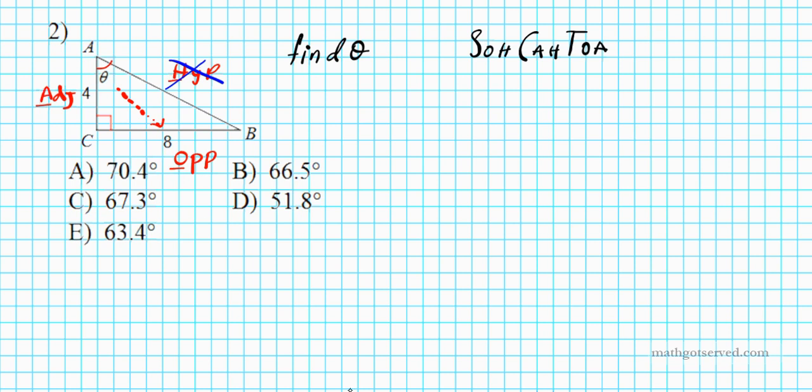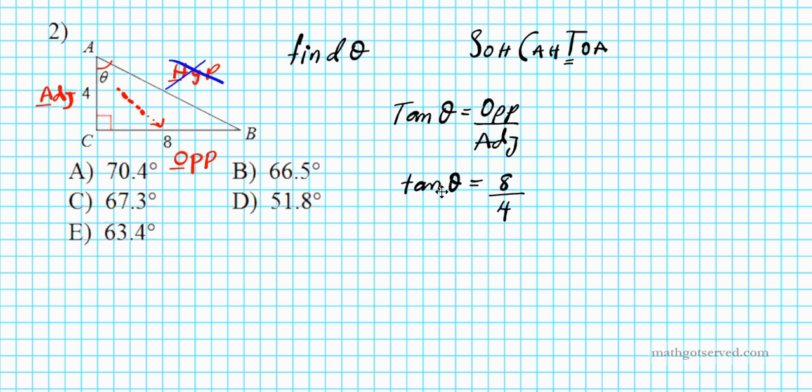What trig ratio relates the adjacent and the opposite? The answer is tan. Okay, the relationship is tan theta is equal to the opposite of theta divided by the side adjacent to theta. Okay, so let's apply that here. We have tan theta is equal to the opposite, which is 8, divided by the adjacent, which is 4.